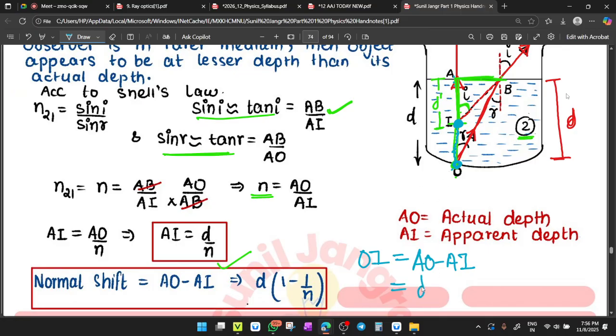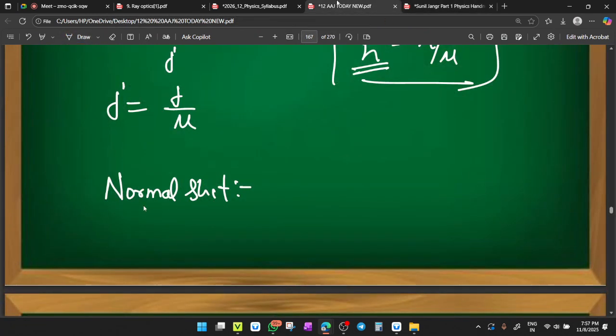AO is the actual depth D, and AI is the apparent depth D dash. So D minus D upon mu. We just calculated D minus D upon mu. In place of that, you can also take mu, the absolute refractive index. So D into 1 minus 1 upon mu. This is called the normal shift. Clear?